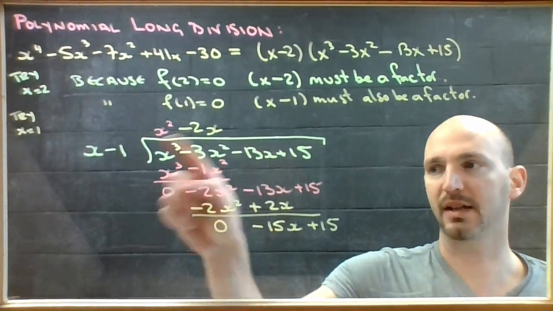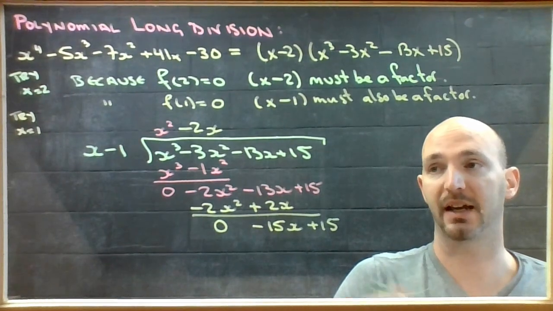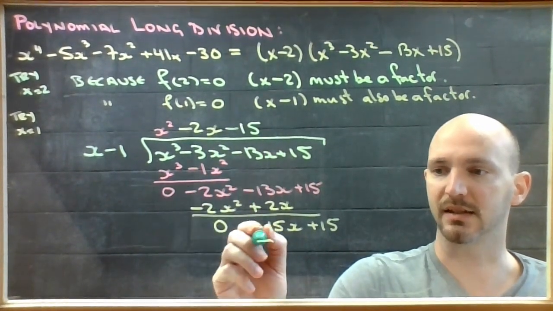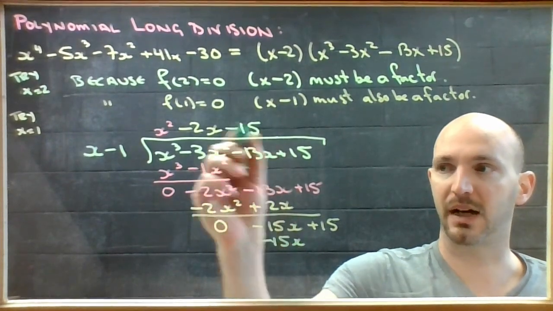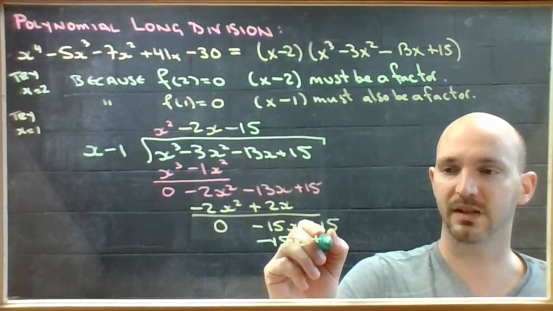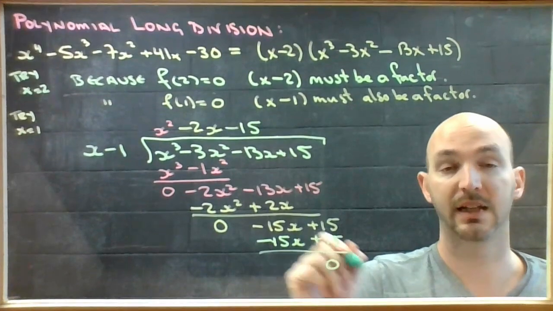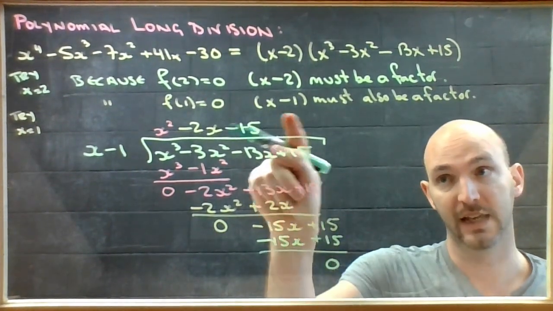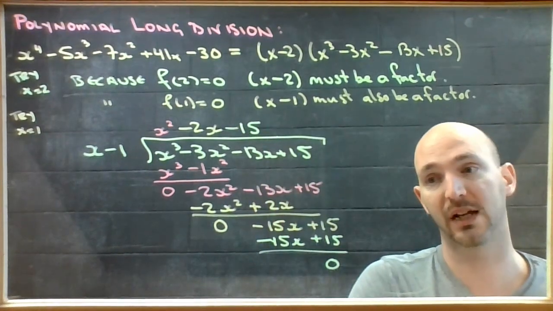So what times x gives me negative 15x? Well, it's just negative 15. This times this is this. Minus 15 times minus 1 is plus 15. And it has divided evenly again, which is, again, encouraging. If this worked, it must pull out evenly.